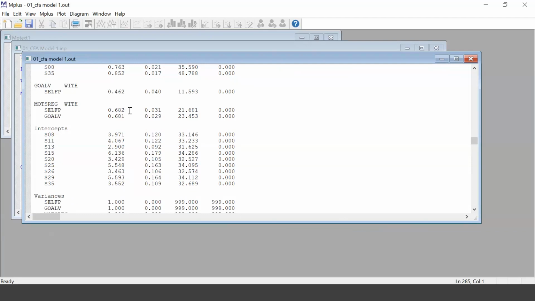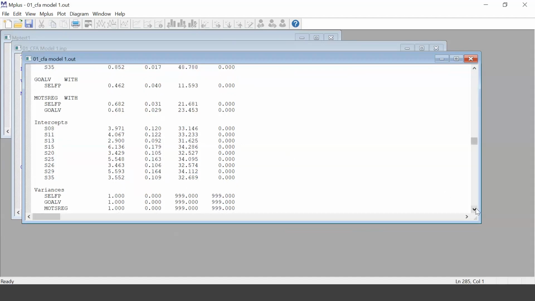But the correlation between motivation, self-regulation, and those two factors is actually quite a bit higher. So people who value the goals of school tend to be more motivated, and people who perceive themselves to be good at school also tend to be more motivated. And those correlations are pretty high, much higher than the correlation between goal valuation and self-perceptions. They're both about 0.68, which is pretty high.